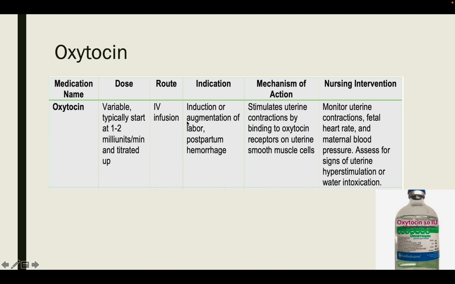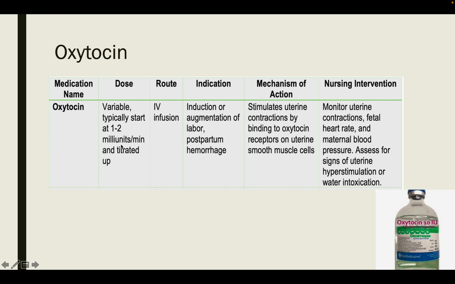Augmentation means the woman is already in labor and the contractions have started, but it starts to take a longer time than we expected. At that time, the doctor would decide to give the woman a bit of push to increase uterine contraction, and that would be with oxytocin.